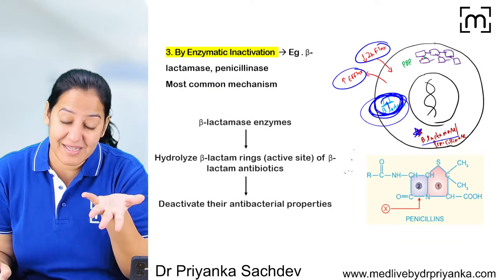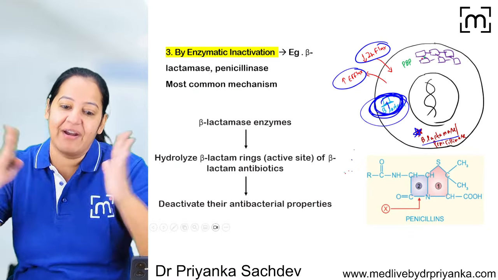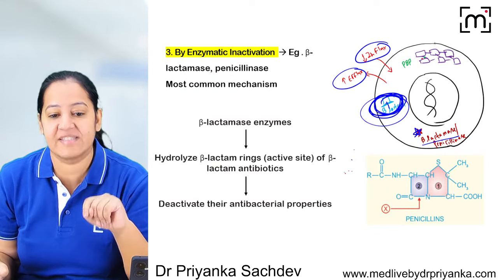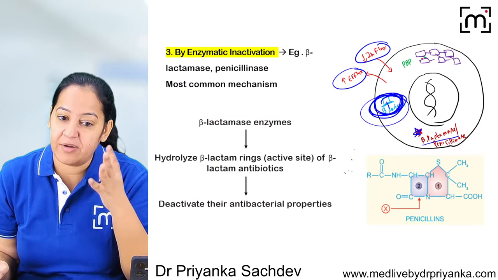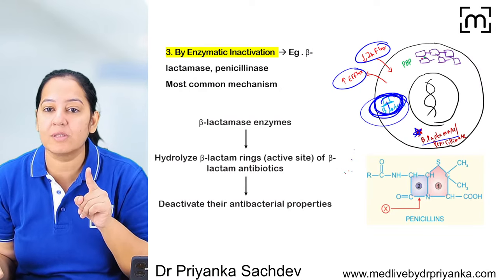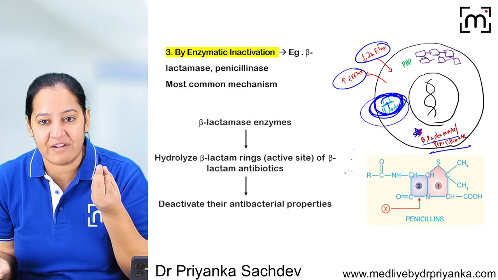Before this antibiotic shows its action, it inhibits cell wall synthesis. The bacteria is killing it, degrading the antibiotic. It says, before you kill me, I will kill you. So this is by the help of an enzyme. What is the name of the enzyme? The bacteria want to degrade beta-lactam antibiotics, so it produces an enzyme known as beta-lactamase, also known as penicillinase.